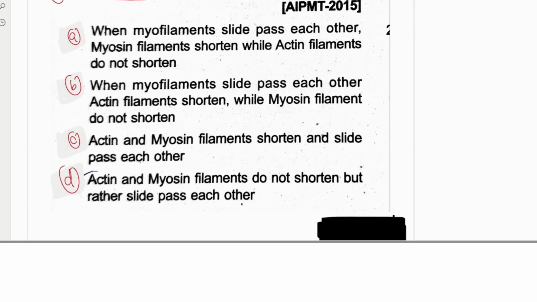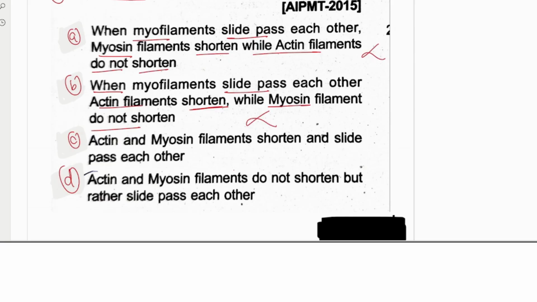Okay, let's see. When the myofilaments slide past each other, myosin filaments shorten, while the actin filaments do not shorten. Both will not become short; it is not like only one would be short. Second is, when myofilaments slide past each other, actin filaments shorten, while the myosin filaments do not shorten. Again, the same thing they are saying, just in the vice versa process, but actually both will not be short.